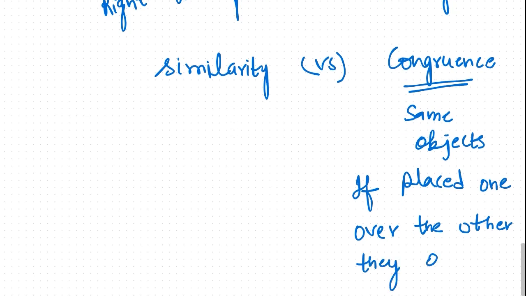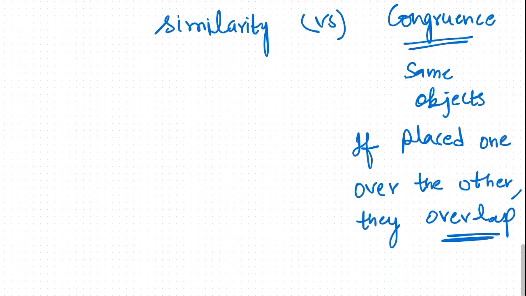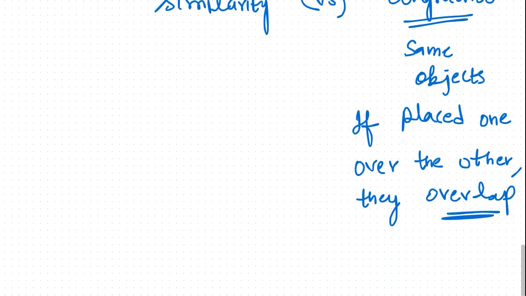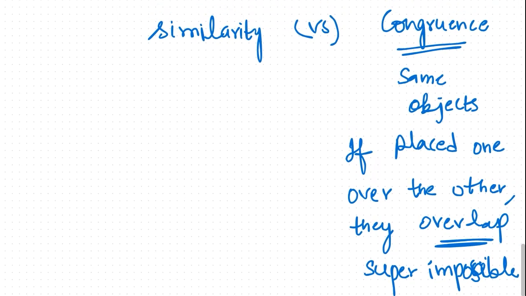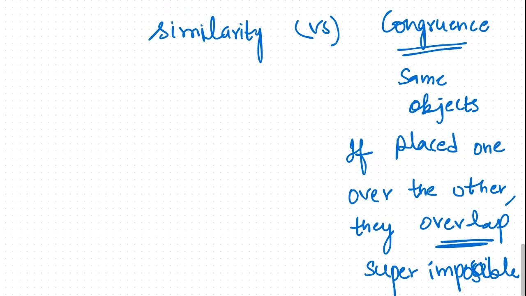Any doubt? No. This overlapping feature, we also call it superimposable. So if you put one over the other and they match, they are superimposable. So this is the concept of congruence.